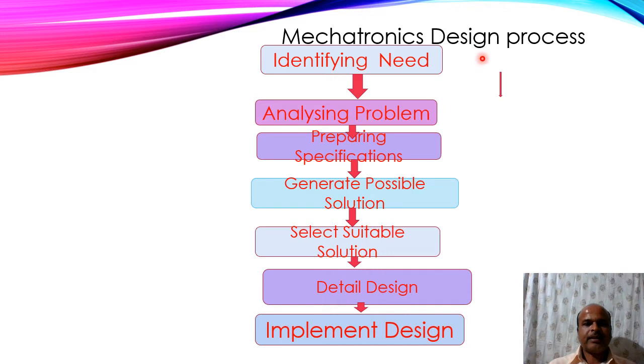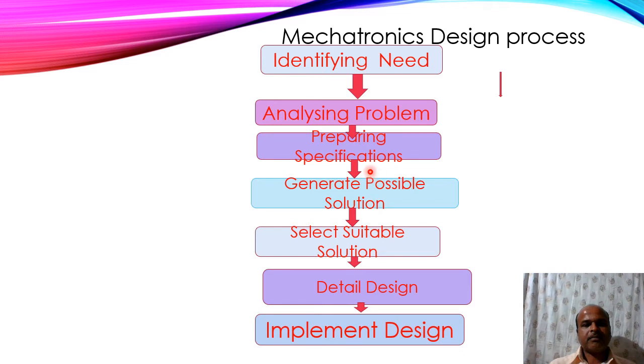To design any mechatronic system, first we have to identify the needs. This is the first step. We have to identify the needs and wants of the market, and according to that, we have to design the process. So first is identifying need. Second, analyzing the problem. Analysis of the problem is an important step. Then preparing specification. After analyzing the problem, we have to prepare the specifications for that.